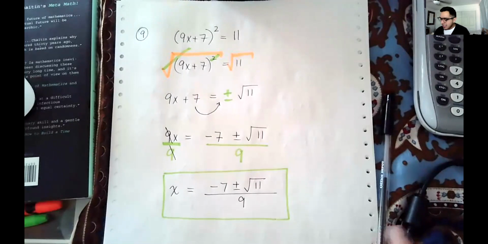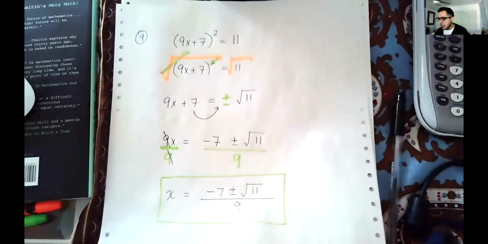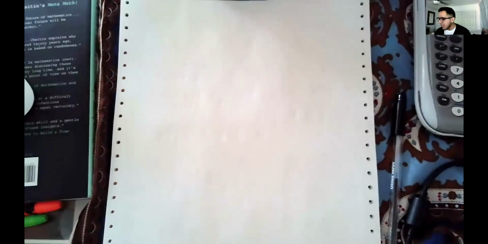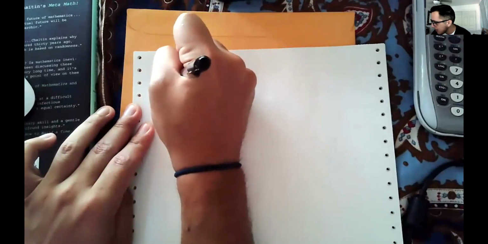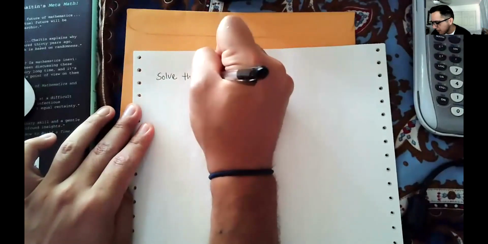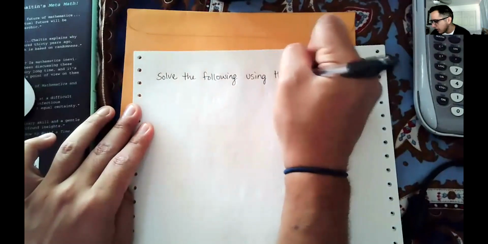So far what we've seen is that we can solve quadratic equations using two primary methods, right? We can use factorization in some cases, but then in other cases, using the square root property is going to be the fastest way to solve those quadratic equations. In these next set of problems, we're still going to be solving quadratic equations, but we're going to use our final method, which is using the quadratic formula. So we need to solve the following using the quadratic formula.